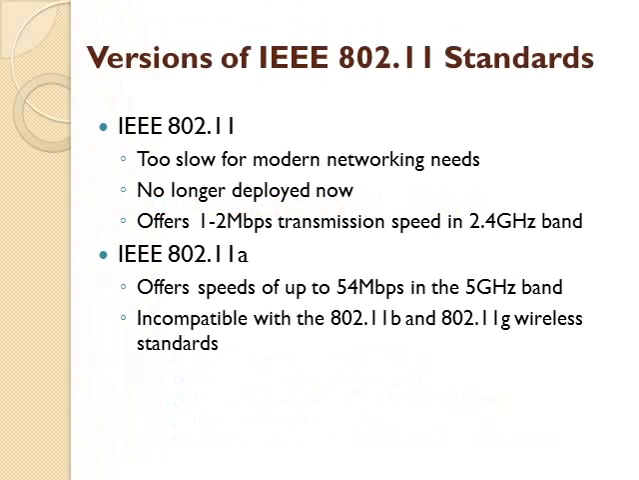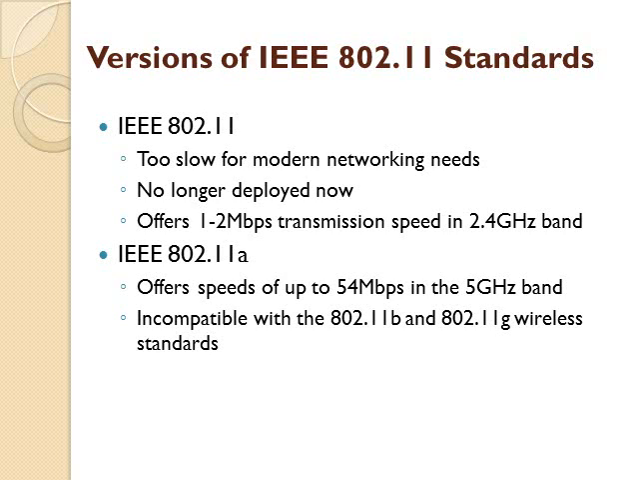The first thing that we are discussing is IEEE standards, different standards for wireless communication. Under that we get a few. First one is IEEE 802.11, which is not being deployed now because of its low speed, which offers 1 to 2 Mbps transmission speed, which is not suitable for modern data transmission, so therefore it's not being deployed now.